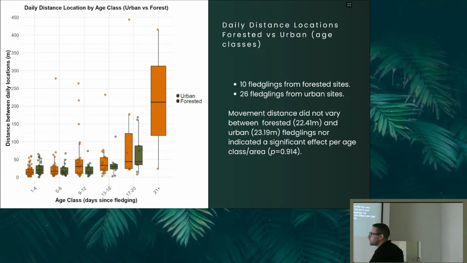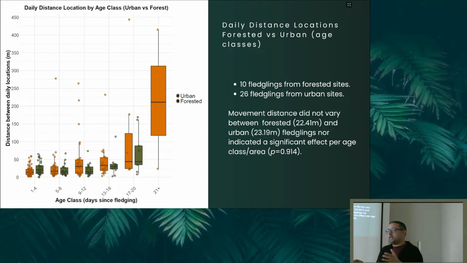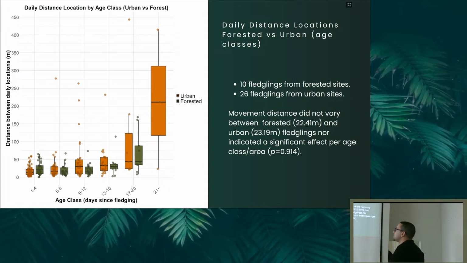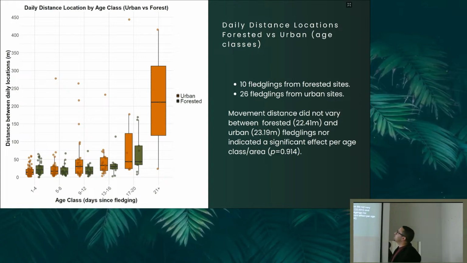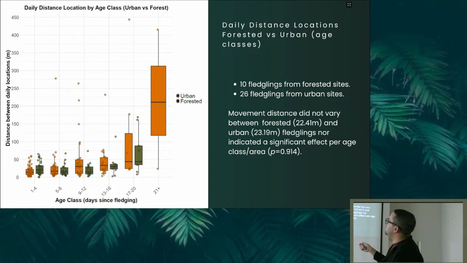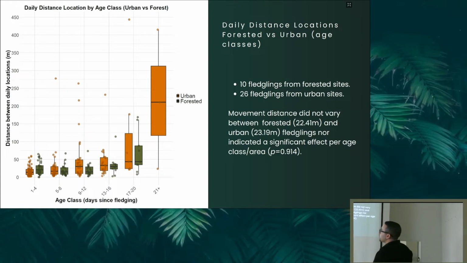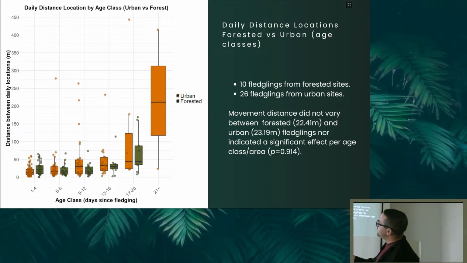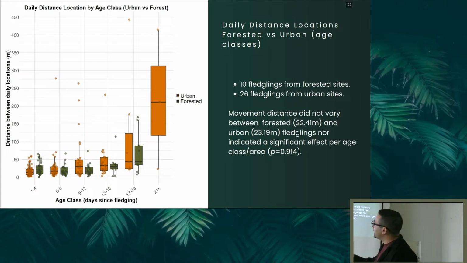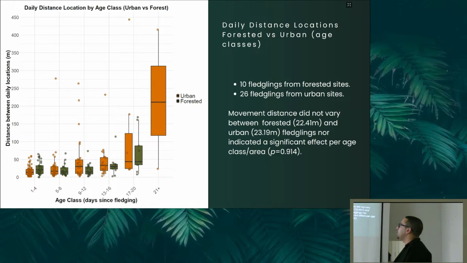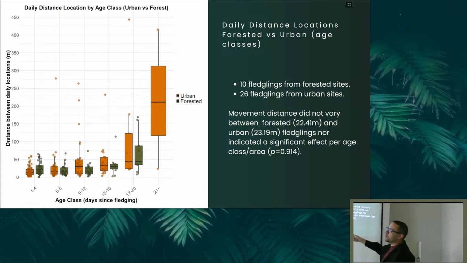Okay, but we were also interested not only in seeing how the movements change or increase across age classes, but also in comparing more urban and more forested individuals. And here, contrary to what we found in the previous result, we did not find a strong effect of area on their movements in the post-fledgling period. As you can see again, across both habitats, as they grew older they were increasing their movements little by little. By the time they were 21 days or more, they just exponentially moved farther distances.